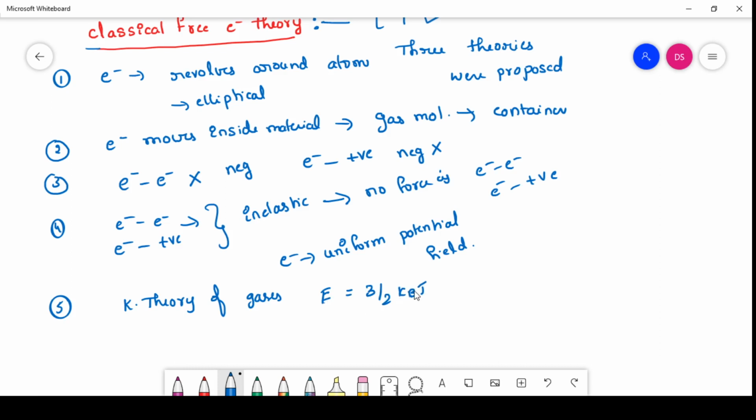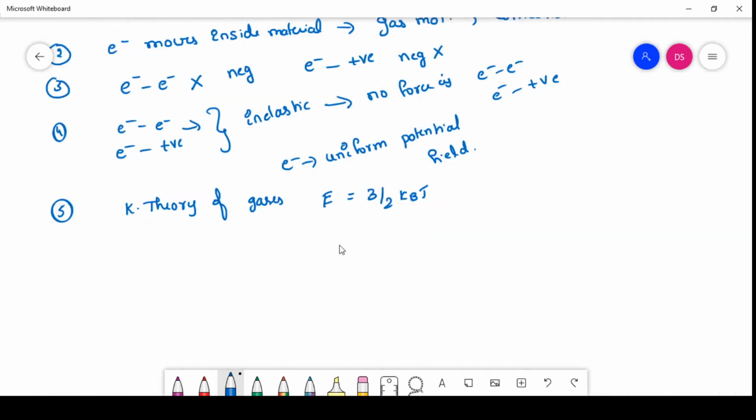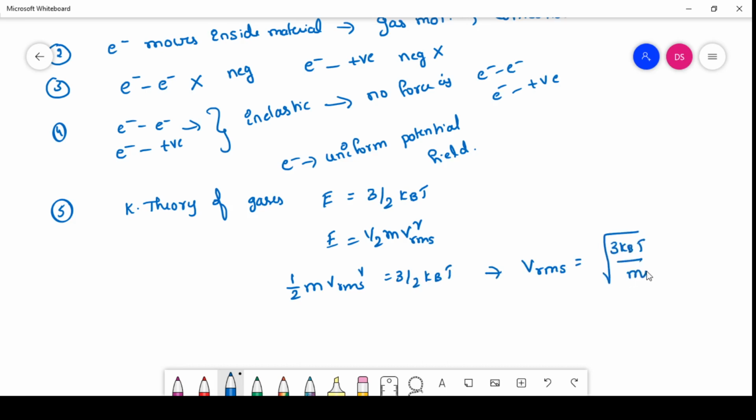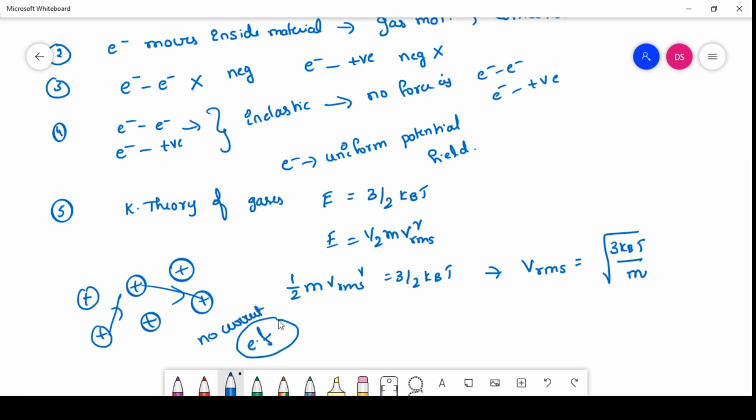Here kB is the Boltzmann constant and T is the temperature. Hence the electrons' kinetic energy, that means with how much energy the electrons are moving randomly inside the material, is considered as 3/2 kBT. From this you can find the RMS velocity of these electrons, which is the square root of 3kBT/m. As these electrons are moving randomly inside the material, the net velocity will be considered as 0. Hence no current is produced in the absence of electric field, and the RMS velocity with which they are moving is considered their random velocity.